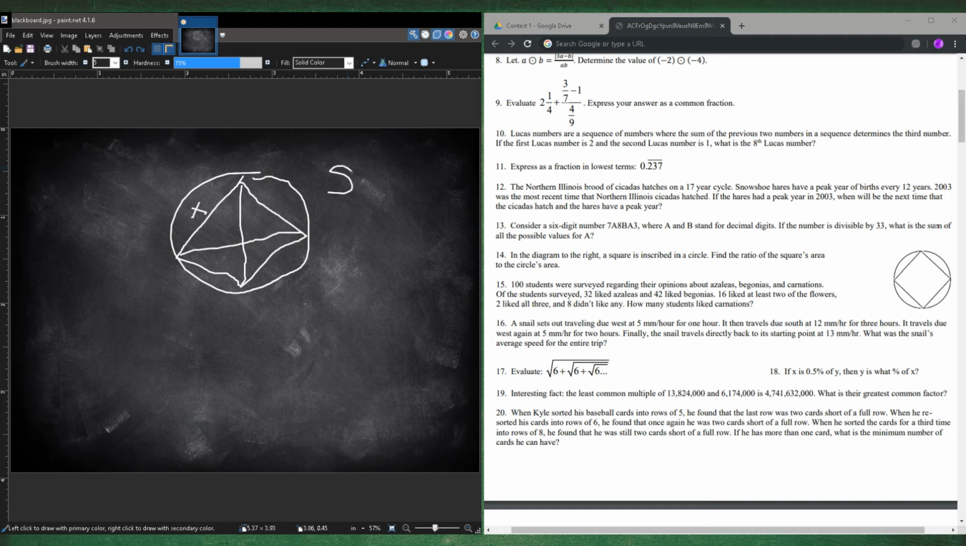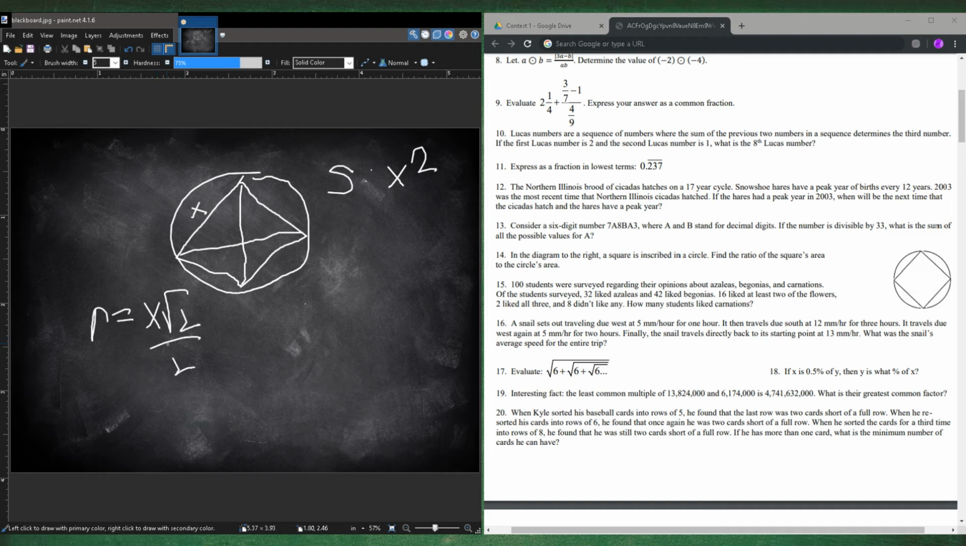The area of a square is equal to x squared, so we already know that. The diagonal of a square is equal to x times square root 2. So half of the diagonal, which would be the radius, is x square root 2 over 2.